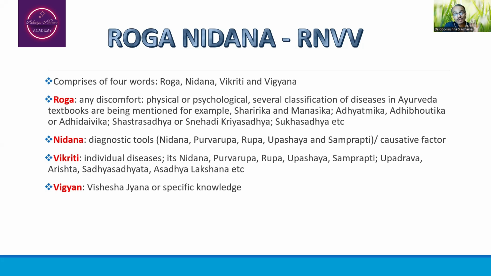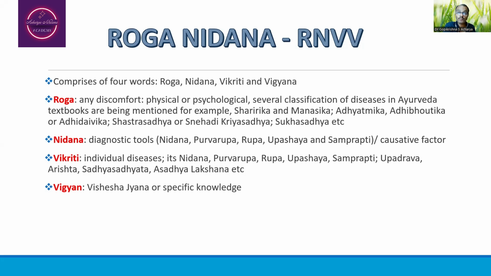Further, depending upon the cause of the symptoms, the diseases are categorized into three: Adhyatmika, Adhibhautika, and Adhidaivika. Adhyatmika diseases are those where the cause is considered to be self-induced. Because of the person's own abnormal diet pattern or regimen, such as Adhyashana, Atyashana, Vishamashana or Viruddhashana, etc., the person develops the disease manifestation.